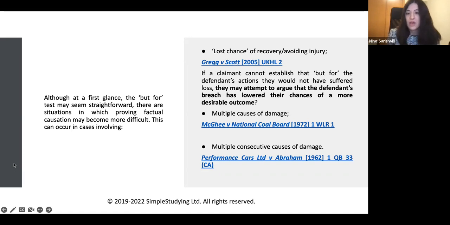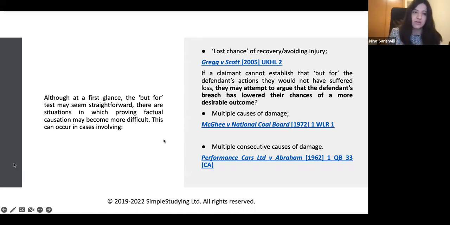The second kind of scenario where it will be hard to establish factual causation would be multiple causes of damage. So this is when there are multiple causes, many things happened, and all of these things could have something to do with the outcome, with the result. So it's hard to say that the outcome was completely the defendant's fault. And then the third scenario is a similar thing.